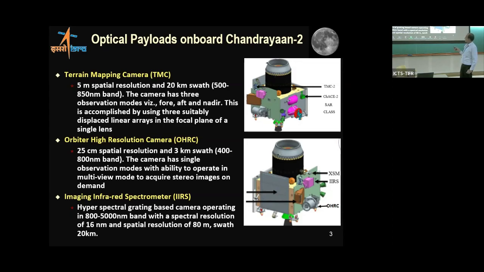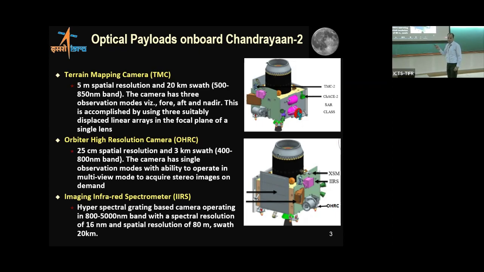Another one is the orbiter high resolution camera, which is a mono acquisition camera, giving a single image at a time and having the highest resolution of 25 centimeters to date of the moon surface among the orbiters currently working. This camera has the capability to generate multi-view products, which can be used as stereo images. It can be tilted to see the same area with whatever stereo angle you want. And this mainly works for the lunar poles.